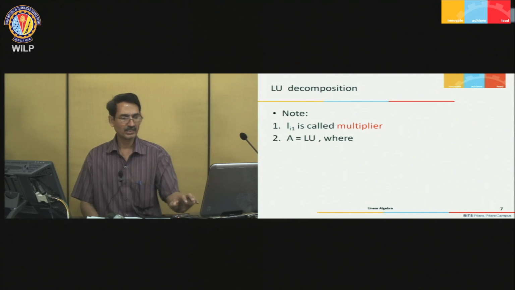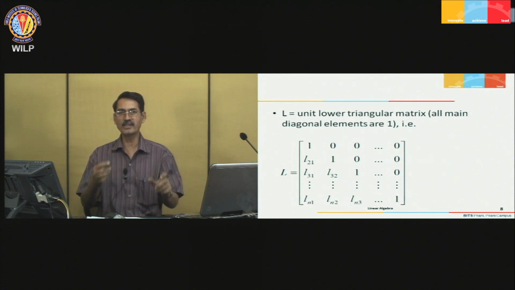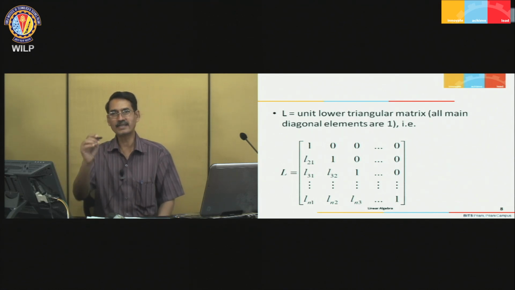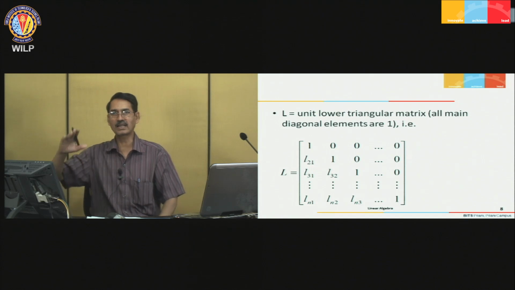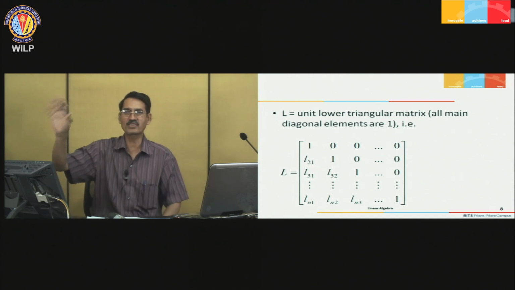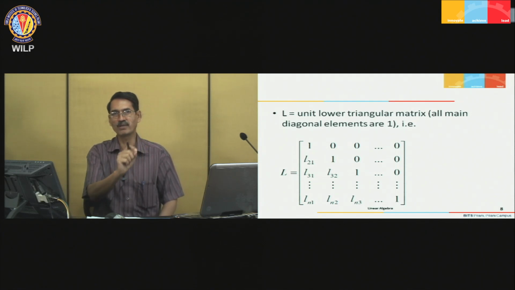The original matrix A is in fact the product of two matrices, L into U. L is a unit lower triangular matrix. What is the meaning of unit lower triangular matrix? It is a lower triangular matrix, which means the main diagonal elements and above that all elements are 0. And unit lower triangular means all elements on the main diagonal are 1.